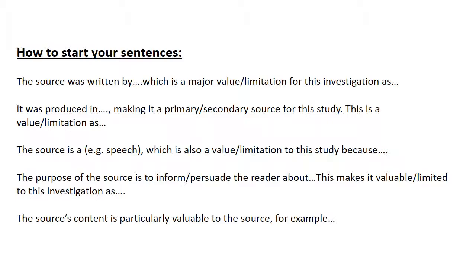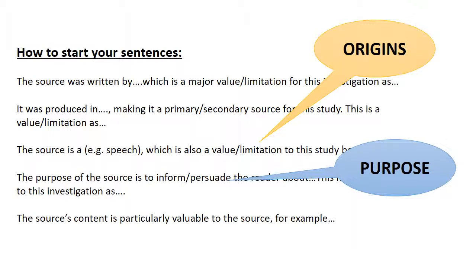Another tip would be how to write your sentences. So 5 historical W's: who produced the source, when it was produced, and what type of source it is, will be you commenting on the origins of the source. If you can comment on why it was produced, the 4th W, then you're evaluating the purpose. And lastly, as with the above, if you can comment on what the source actually tells us, a 5th W, then you'll be evaluating the source's content.